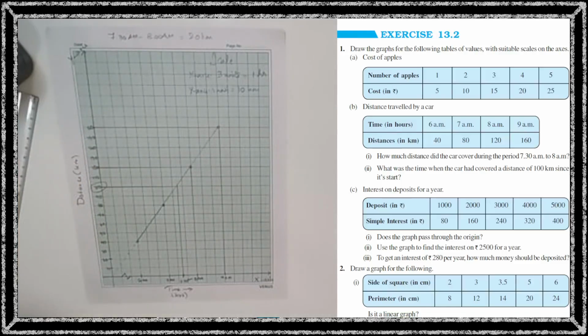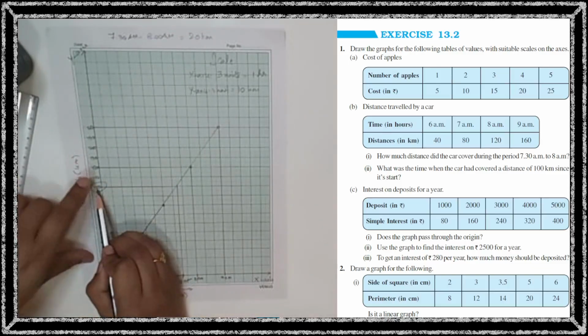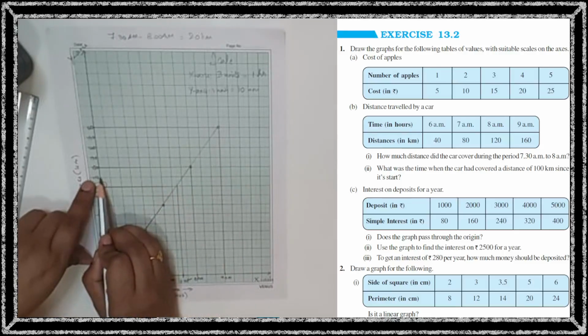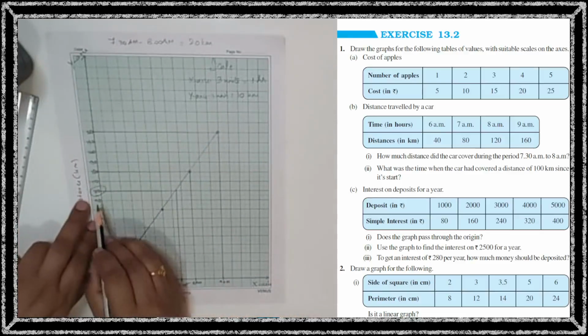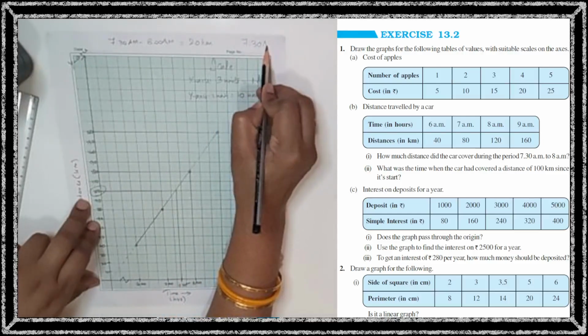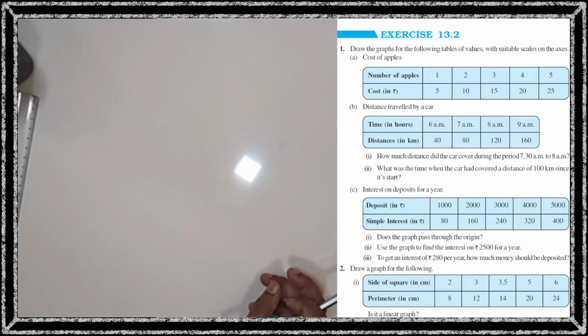Next question, they're asking what was the time when the car had covered a distance of 100 kilometers in this chart. Again, it's the same number that we already looked at. So if they had, for example, 110, then you'll go from 110 and look at the corresponding time. So for 100, you know that the time is 7:30 a.m. So that is your answer, right? So that is your B bit. Let's look at the C bit.